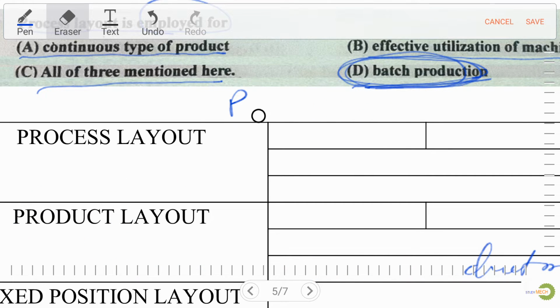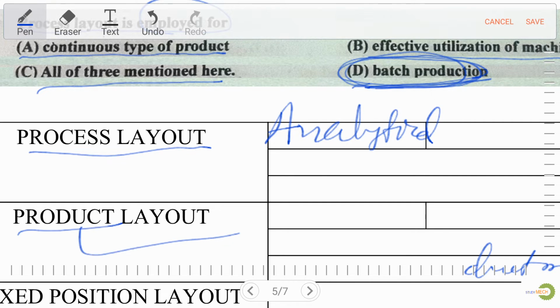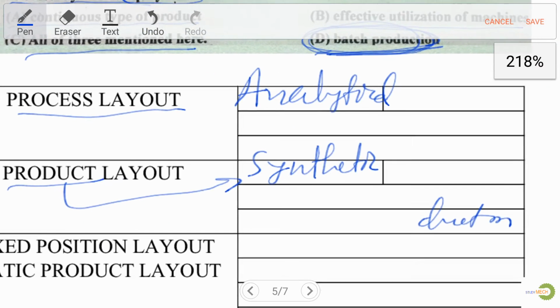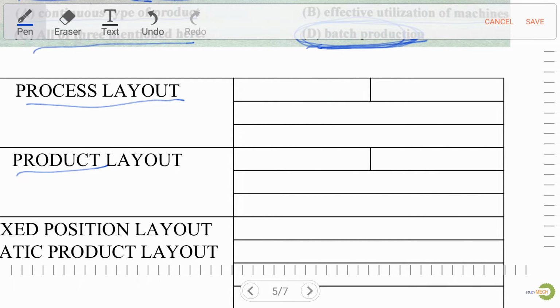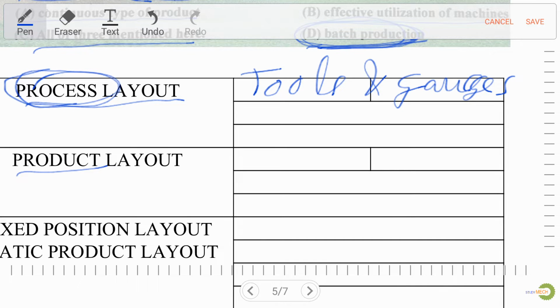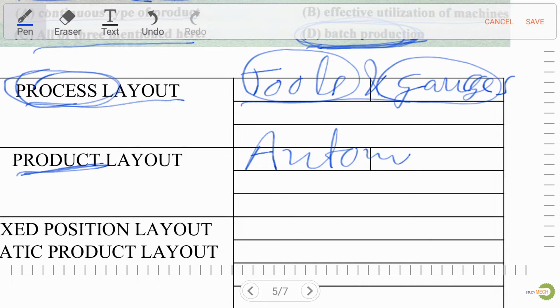Okay, let's discuss the next detail. Process layout is also known as analytical layout, and product layout is also known as synthetic layout. Okay, and another detail for process layout and product layout that we have to discuss over here is that process layout is used for tools and gauges. You can also pronounce it gauges. So both are the same. Process layout is normally employed for tools and gauges, and product layout is applied for the automobile sector.